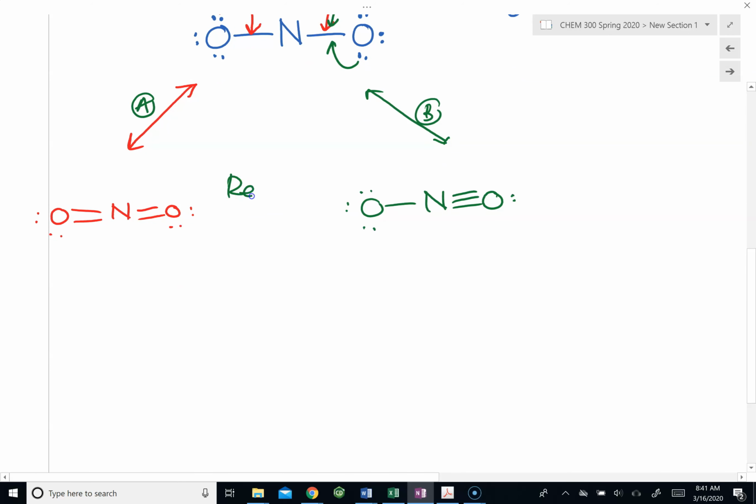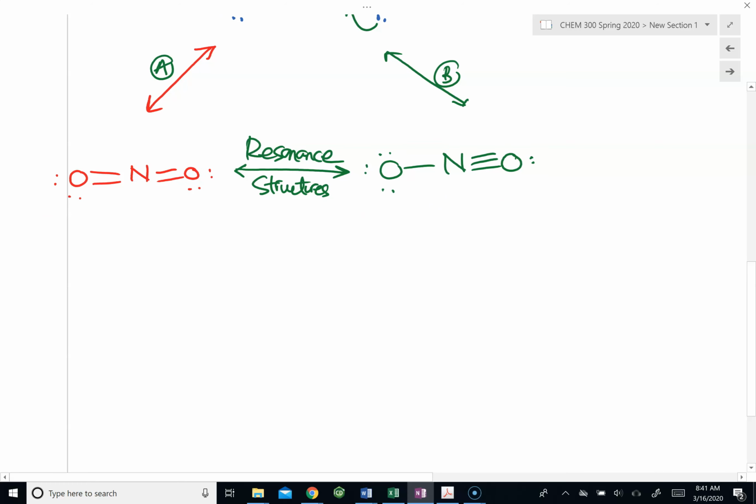So these are resonance structures. And to show these two resonance structures, we use this double-headed arrow. And now, lastly, don't forget to put in your formal charges. If we apply our formal charge equation, we would see this oxygen is positive 1, this nitrogen is positive 1, and this oxygen is negative 1.